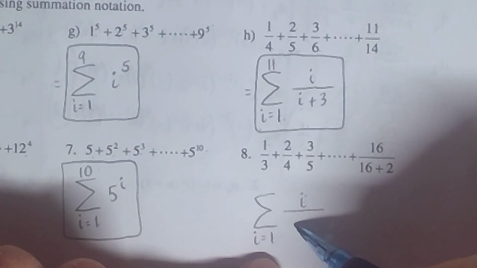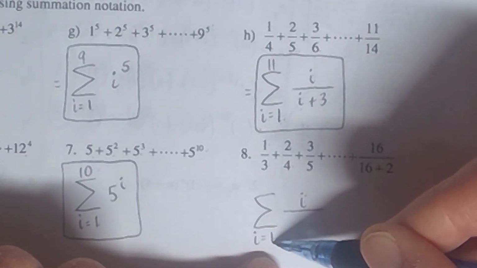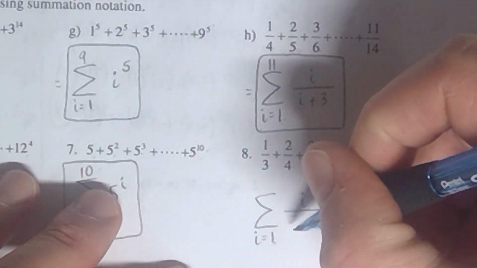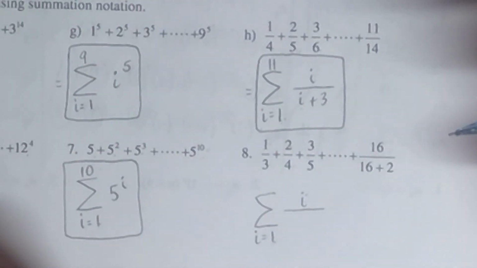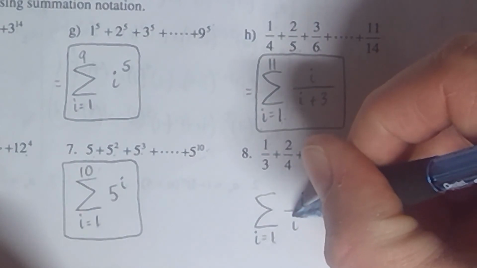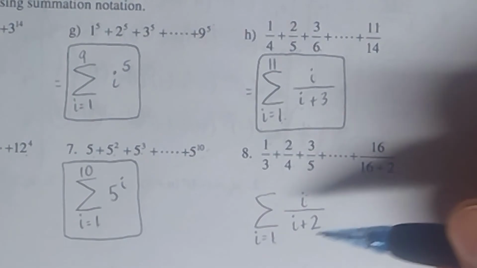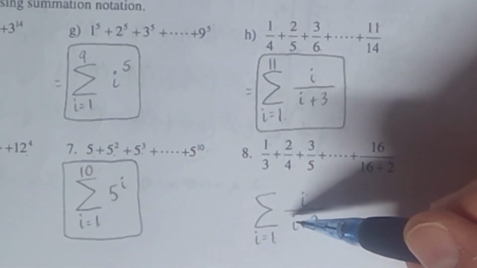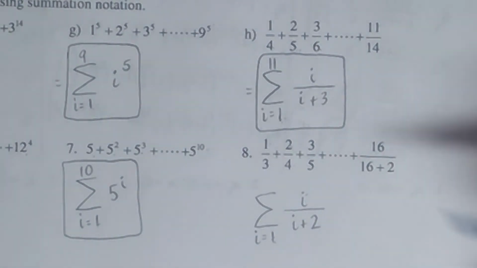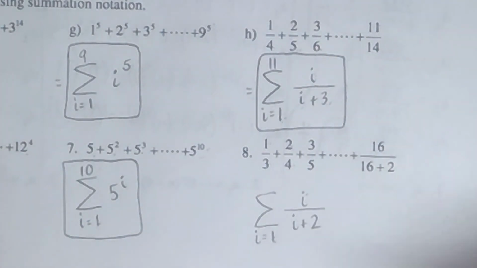If you plug in 1, you're going to get 3. If you plug in 2, you're going to get 4. If you plug in 3, you're going to get 5. Notice again that the denominator is always 2 more than the number you plugged in. And since that's the case, you're going to say I plus 2. If it's 2 more than the number you plug in, which is represented by I, then you just say I plus 2. Just like up here when it was 3 more, you said I plus 3. Okay, so let's see if it works now.